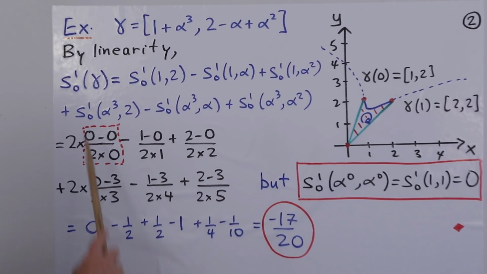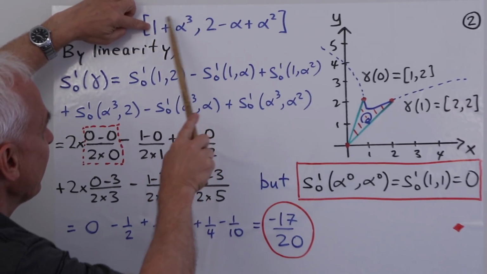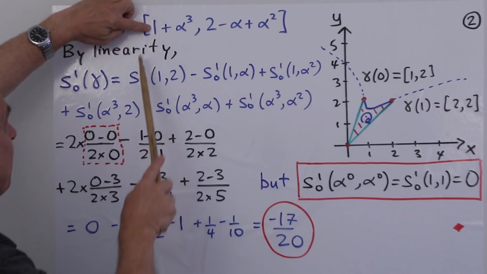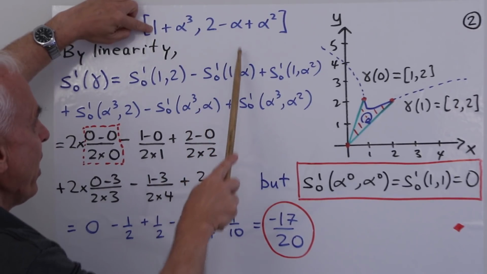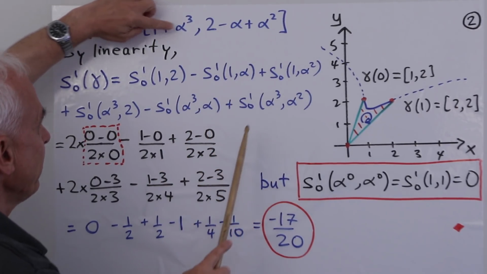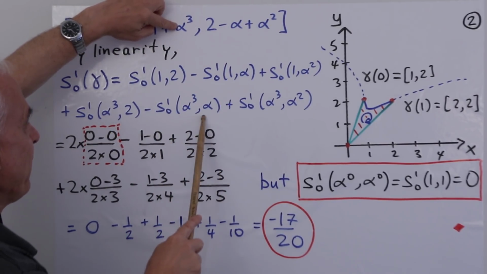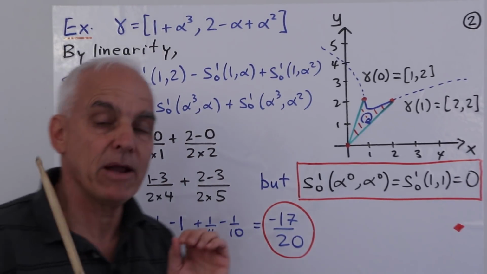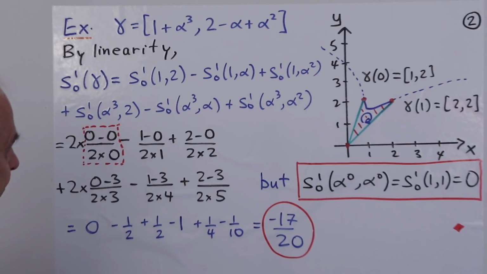So how do we do that? If we're interested in the signed area from 0 to 1 of gamma, then there will be 6 terms altogether corresponding to the 6 possible ways of combining the terms that are involved here. So there'll be a signed area from 0 to 1 of 1, 2, and then minus 1, alpha, plus 1, alpha squared, and then over here an alpha cubed with a 2, and then an alpha cubed with a minus alpha, and an alpha cubed with an alpha squared. So we have these 6 components, and the fundamental formula allows us to compute numbers for each one of those 6. And what are those numbers?